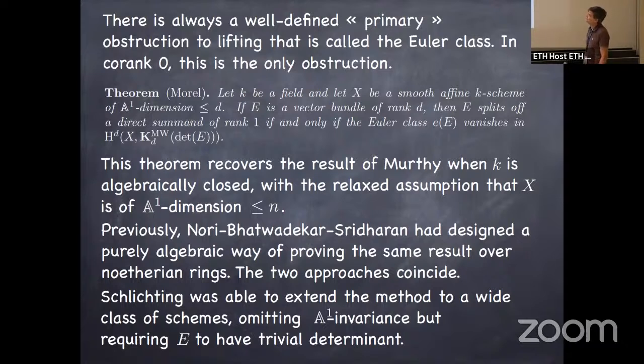And also, there is a theorem of Schlichting, who proved exactly the same theorem using mostly the same method as Morel, but without inverting the affine line. So Aravind said at the beginning that it was a controversy if we should invert the affine line or not. Anyway, we get the same results, so the controversy is solved. That's it.